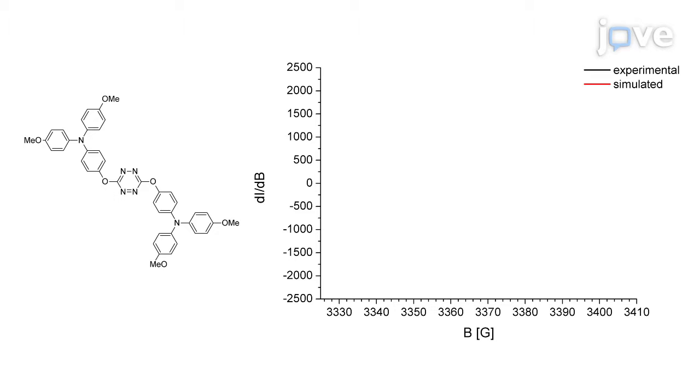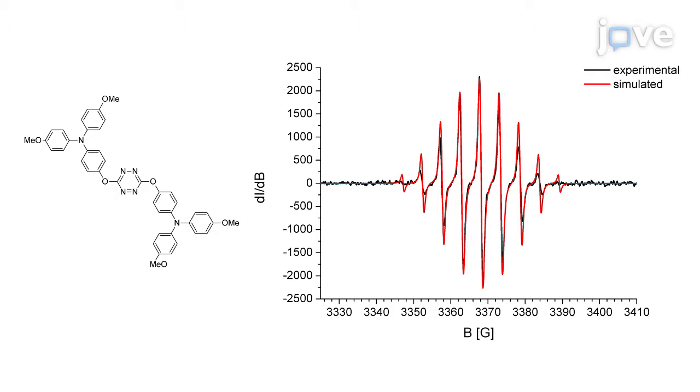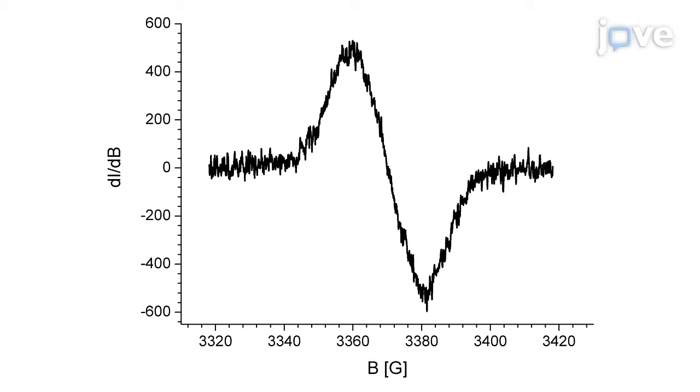EPR spectroscopy during reduction of this S-tetrazine derivative showed a hyperfine splitting pattern that matched a simulation consistent with the interaction of an unpaired electron with the 4 nitrogen atoms of S-tetrazine. A single broad EPR signal is often observed from conjugated polymers, indicating significant delocalization of the radical ion generated by the redox process of interest.